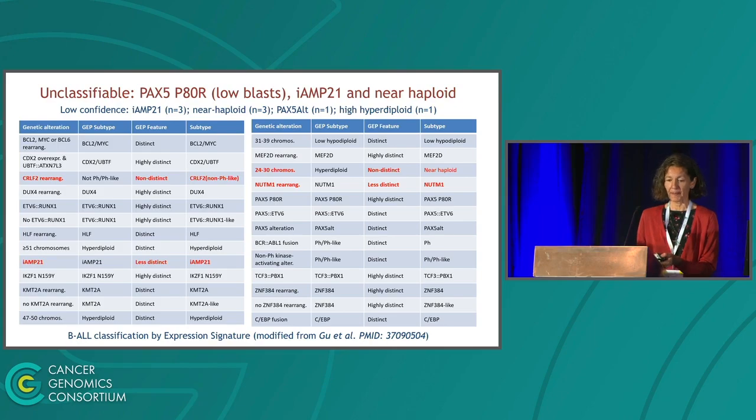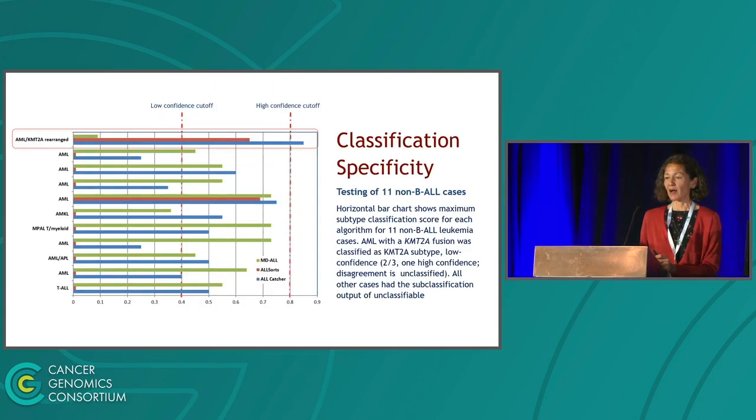We also looked at specificity by testing non-BLL leukemia cases, and we were glad to see that none of them classified when we applied our rule, except for one case of AML that was positive for KMT2A fusion that did get classified as KMT2A subtype, however with low confidence. It is reasonable to assume that if you have KMT2A fusion-driven leukemia, there will be expression similarities between KMT2A fusion AML and KMT2A fusion ALL.